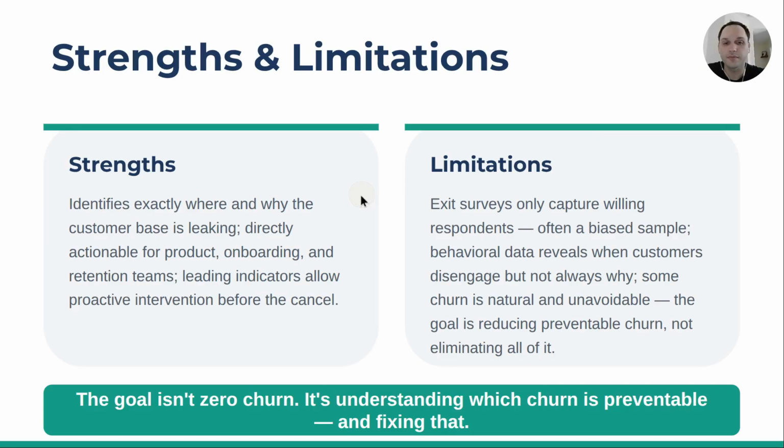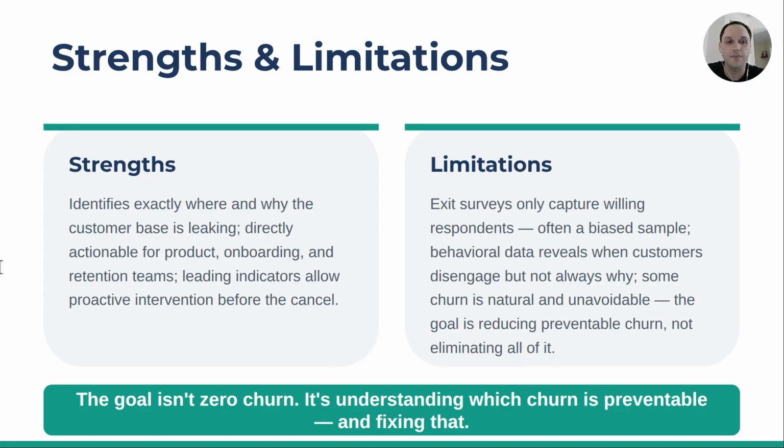Let's be balanced. Churn analysis has strengths. It identifies exactly where and why the customer base is leaking, often with enough precision to point at a specific moment, a specific user behavior, or a specific message that needs to change. It's directly actionable for product, onboarding, and retention teams all at once. And leading indicators give you the ability to intervene proactively before the customer has made up their mind to leave.